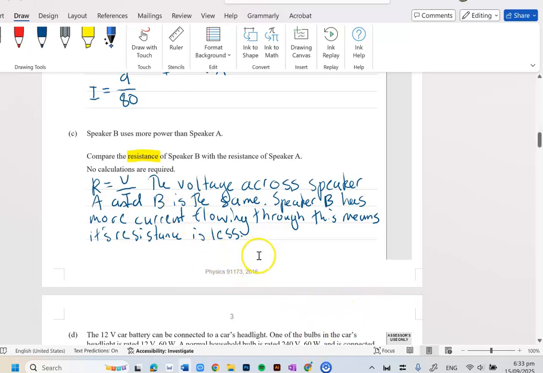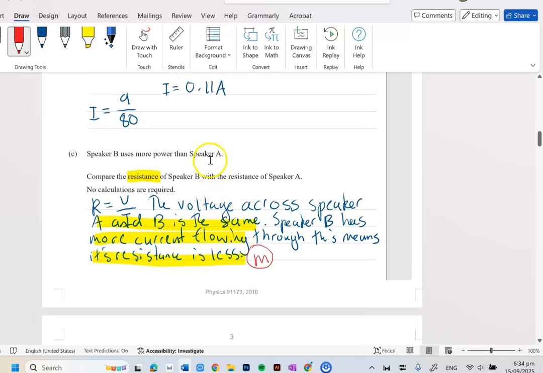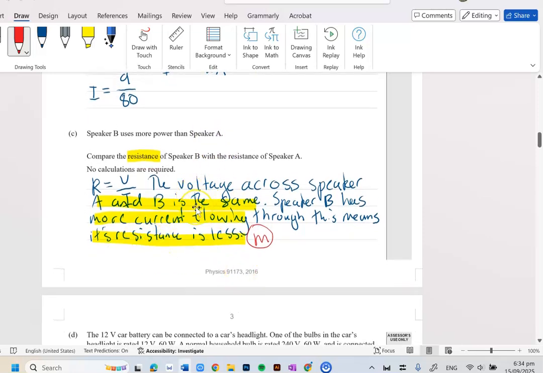So, for merit, you need to have the correct answer with both correct reasons. So, we're talking the voltage being the same, and speaker B has more current flowing through. This means its resistance is less, so more current. So all through. Merit. For achieved, it's just correct answer with one reason. So that's saying like, the resistance is less because there's more current passing through, or the resistance is less because, well, there's not really another reason, is there?